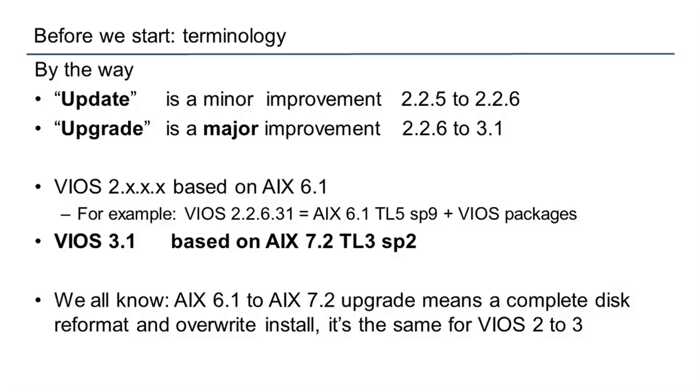So the VoServer 2 is based on AIX 6, and 3 is based on AIX 7. If you're going from AIX 6 to 7, that is an upgrade. That's a major improvement. That's a splat overwrite of your disk and restart with a fresh copy of AIX. And the same is true with the VoServer.